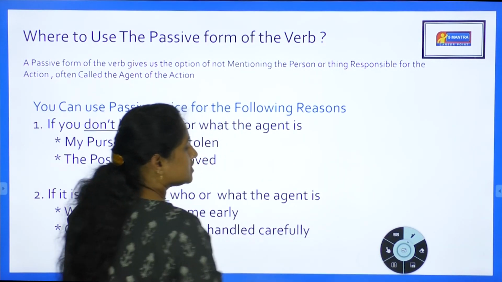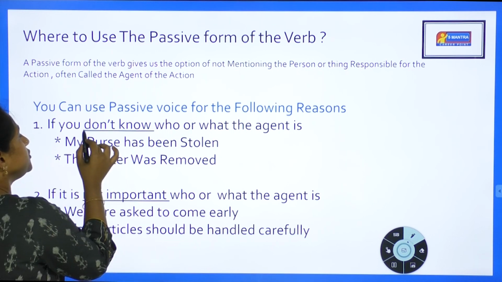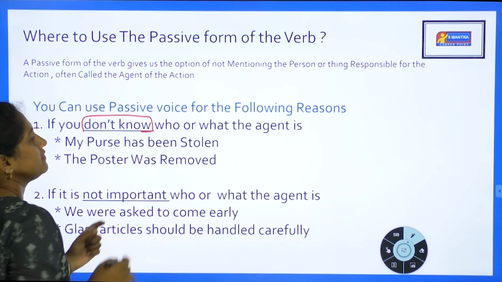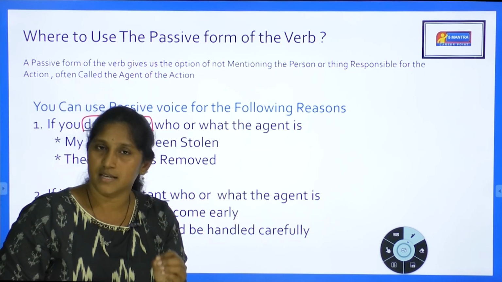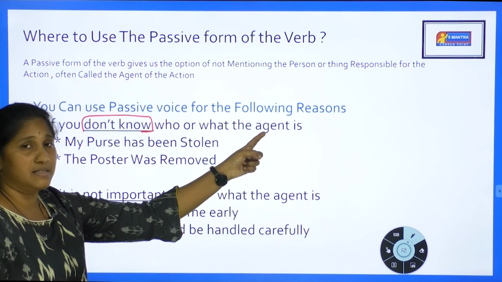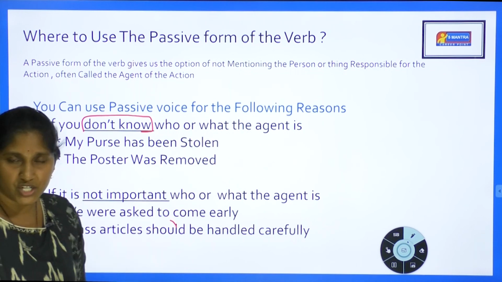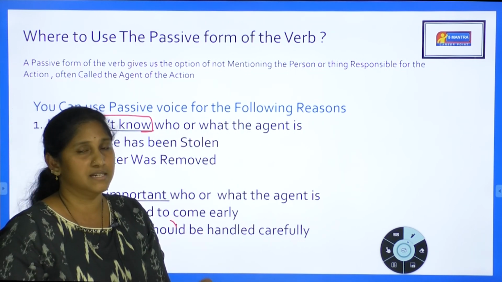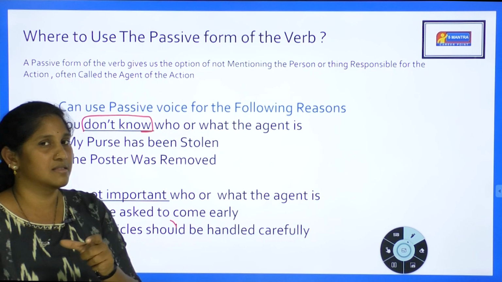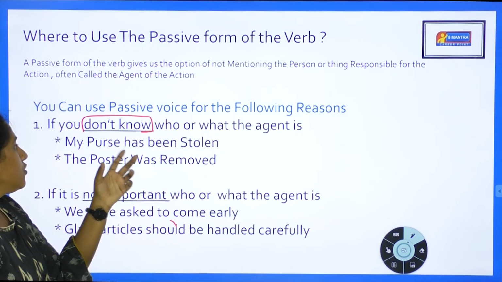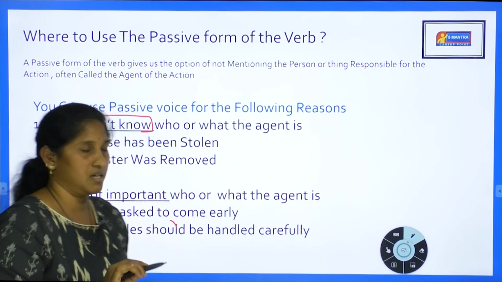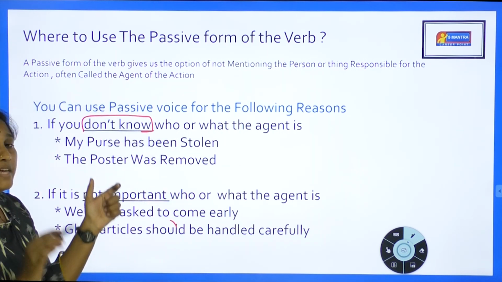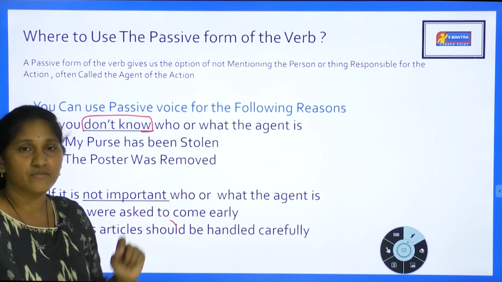What are the situations we use? Whenever we don't know about who or what the agent is. Agent means the doer of the action. Agent is the doer of the action in the sentence. So whenever we don't know about the doer of the action, then we can use the passive form of sentences.